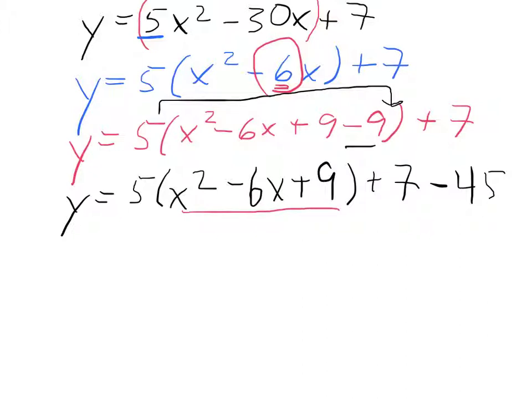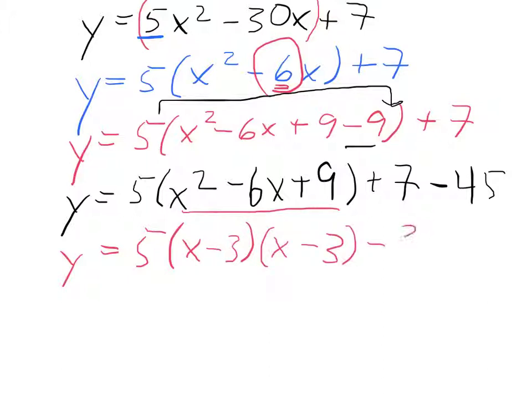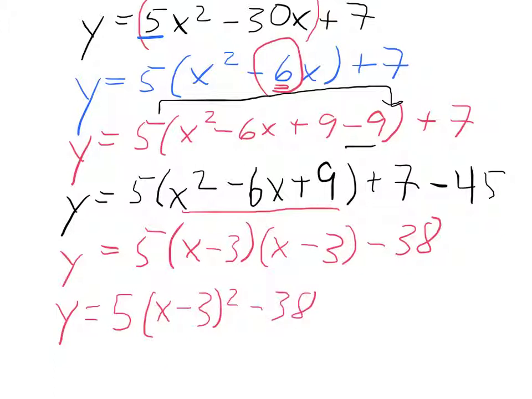So if we factor that, we should have the same factor. So what we get is y equals 5, and this thing factored turns out to be x minus 3 times x minus 3, and out here now we have a negative 38. So altogether now we can write this in vertex form as y equals 5 times x minus 3 squared, because there's two of them, minus 38. So now what we have done, we've completed the square.